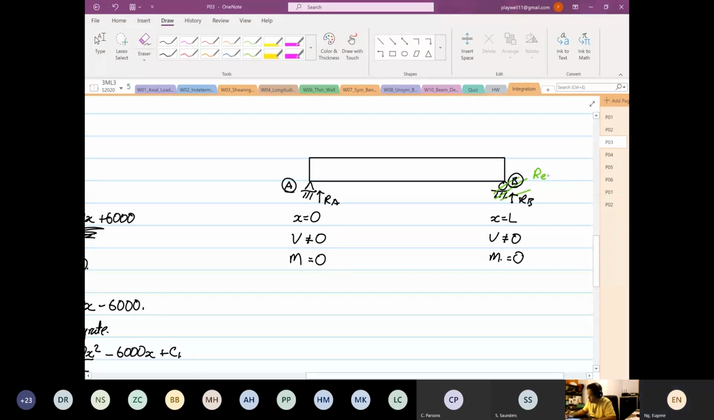Okay. So now, let's say we were to remove B support. Right? Point A is still there. What will happen to the structure? Anyone? What will happen to the structure?